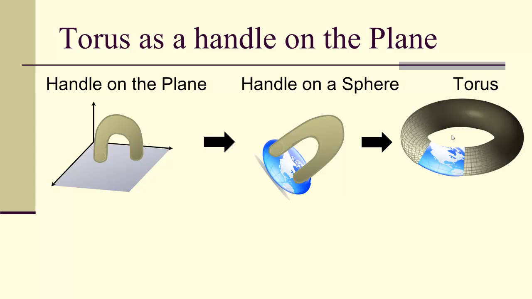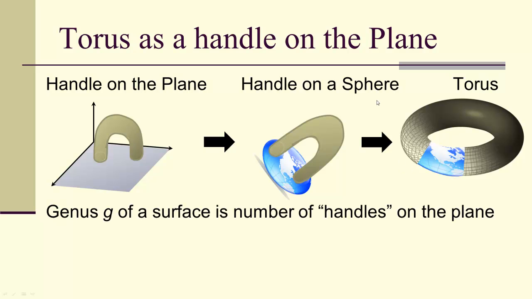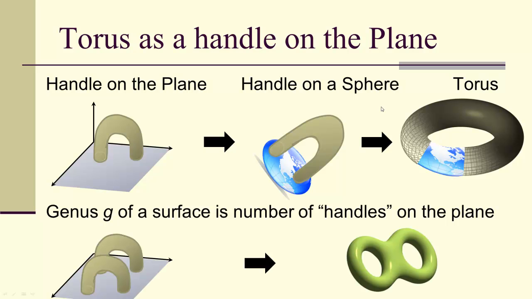And notice we deform it in such a way as we don't tear or change the structure, so the number of holes is preserved. And so the genus of a surface is essentially the same as the number of handles that you would have to put on the plane to get that surface. This is, at least, for what are called orientable surfaces.